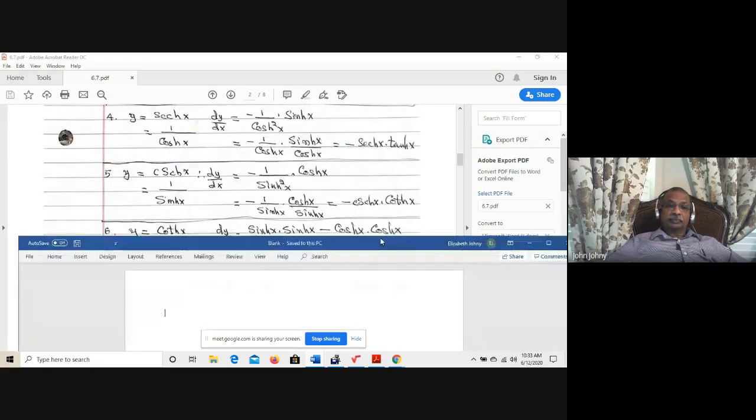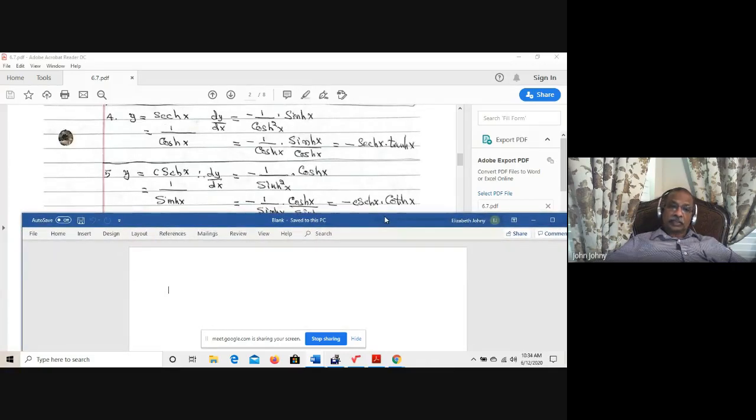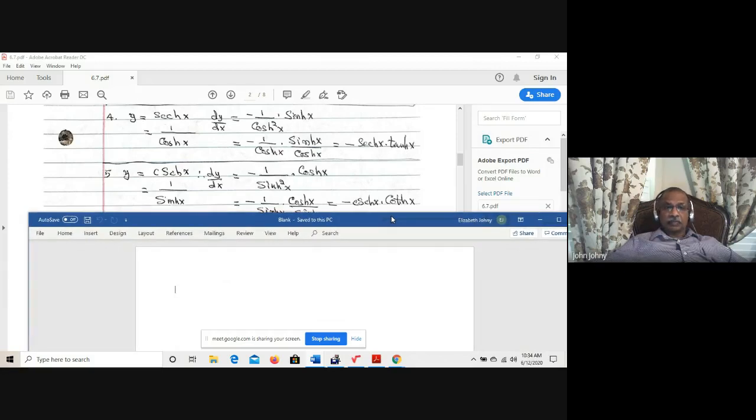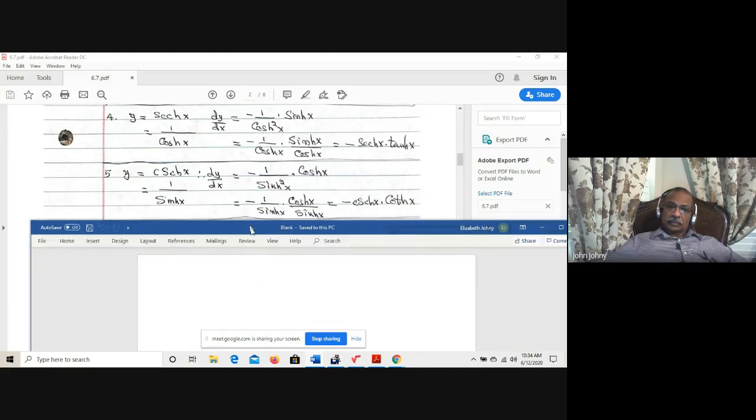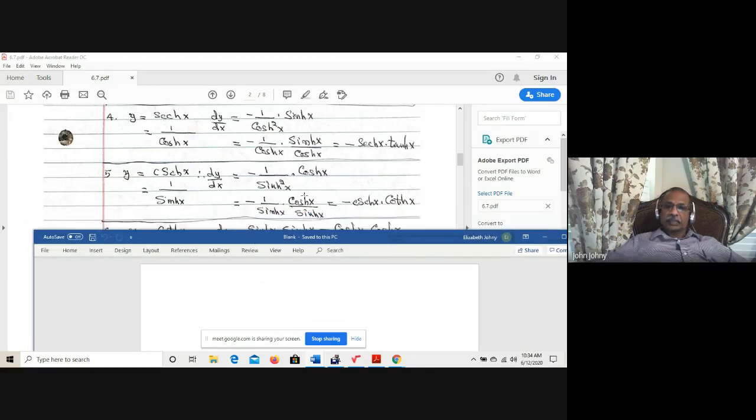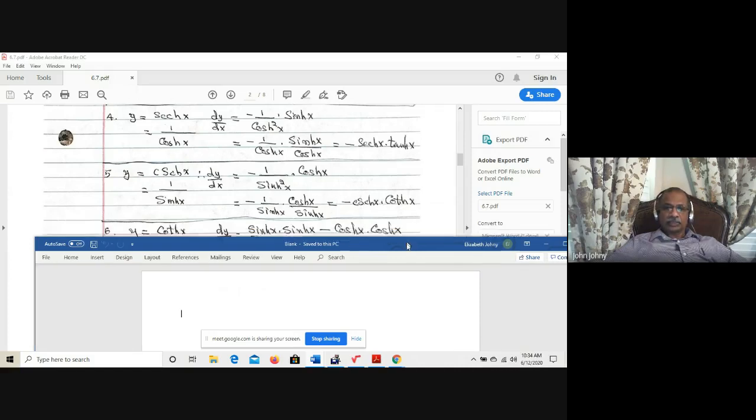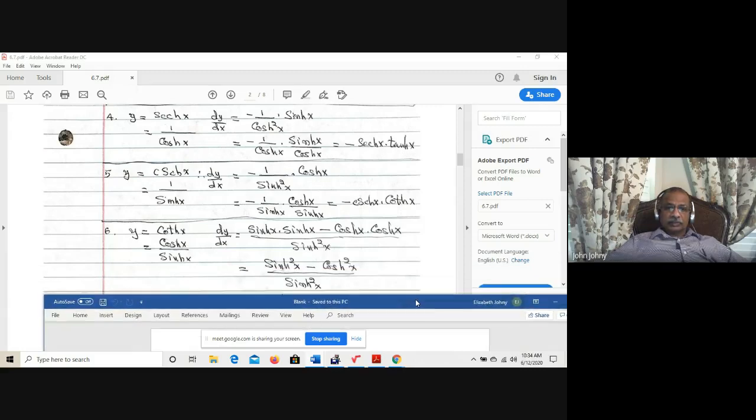Number 5, y is equal to cosecant hx sin hx. Cosecant hx is the same as 1 over sin hx. Therefore, dy over dx is negative 1 over sin square x times the derivative of sin hx, that is cos hx. And so, negative 1 over sin x times cos hx over sin hx, that is negative cosecant hx minus cot hx. Cos hx divided by sin hx is cot hx. Cot hx, that's the last one.